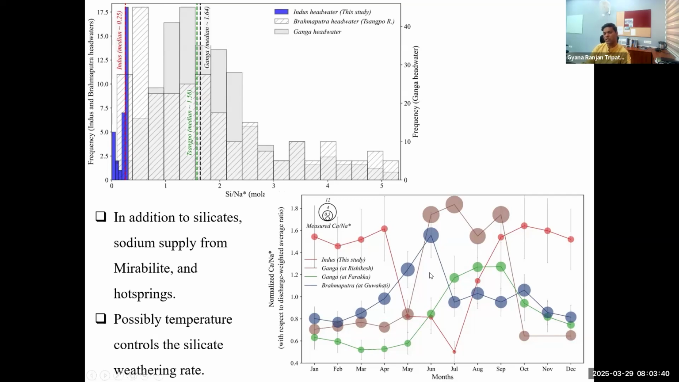But most importantly, this difference in trend, where we see a silicate weathering dominance during the summer season, we sort of emphasized or looked into the importance of temperature in regulating the silicate weathering rather than the runoff.